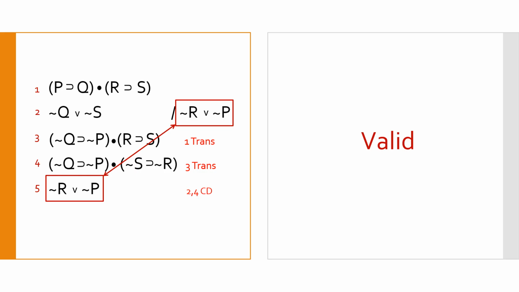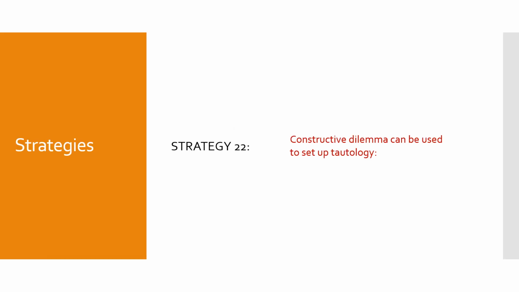And of course, what we get once again is a valid argument, and we've shown this by the long process of transposing these things into a constructive dilemma. We can also use a constructive dilemma to set up a tautology as a kind of conclusion that we can then reduce to a single term.